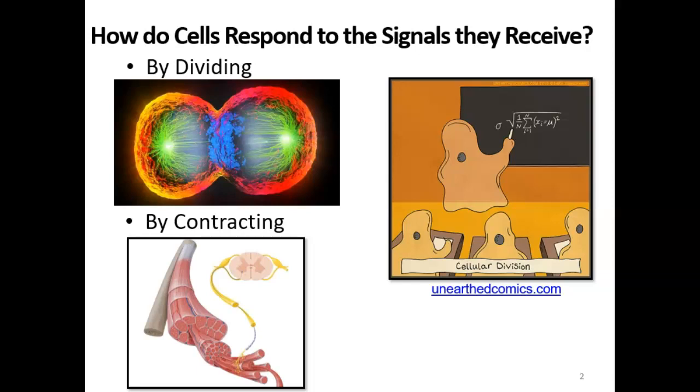In the first example, division, suppose a damaged skin cell releases a chemical before it dies. This signal tells neighboring cells to divide. Therefore, dying cells are replaced with new cells to keep a tissue healthy. The second example, contraction, involves a neural signaling cell which directs the receiving cell, a muscle cell, to contract.